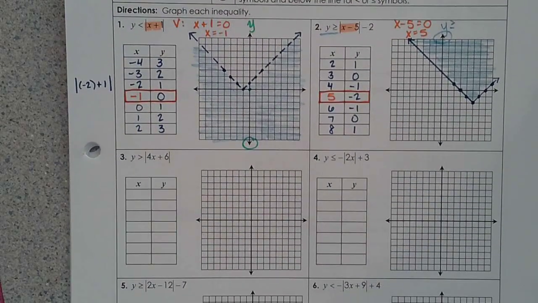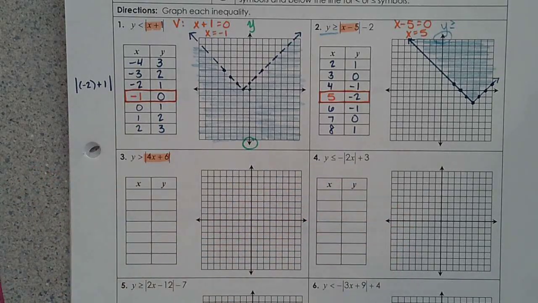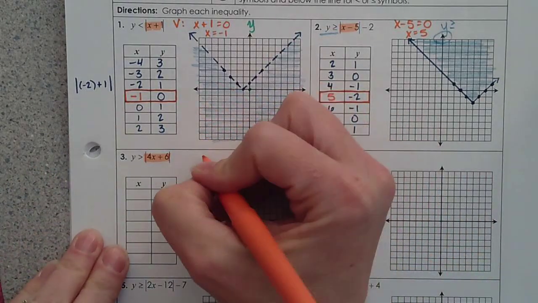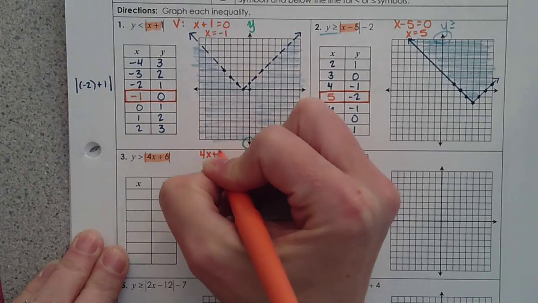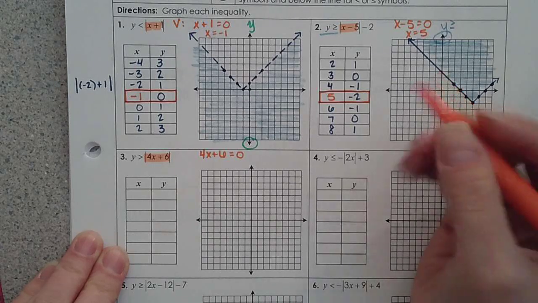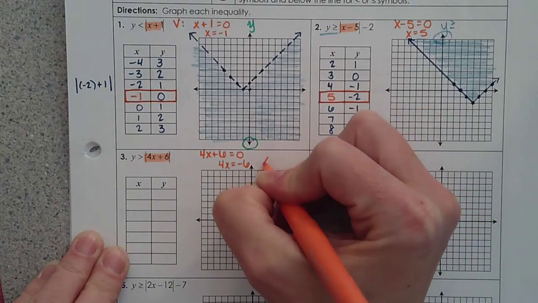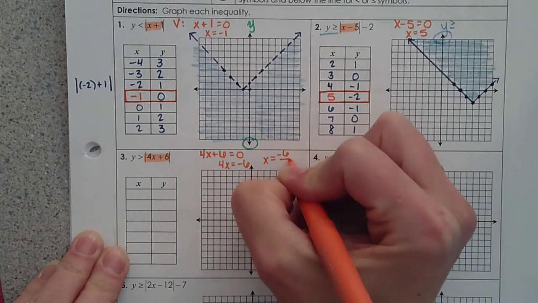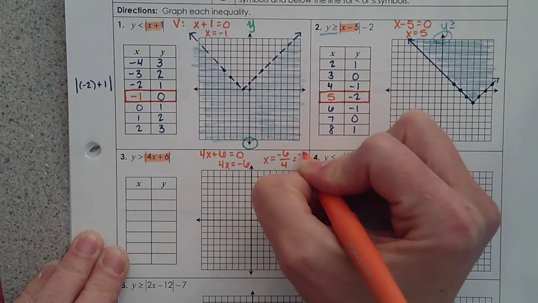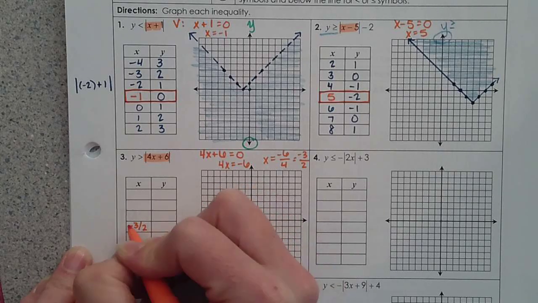All right, let's try number 3. We want to start by finding our vertex. We're going to take what's inside the absolute value bars and set it equal to 0. We'll solve for x. We're going to subtract 6 from both sides. We're going to divide by 4 on both sides. We're going to simplify our fraction. And we're going to put negative 3 halves in the middle of our table.